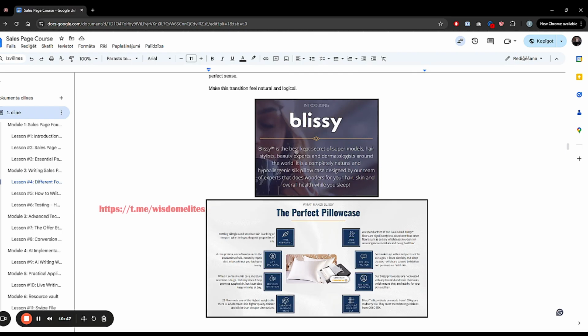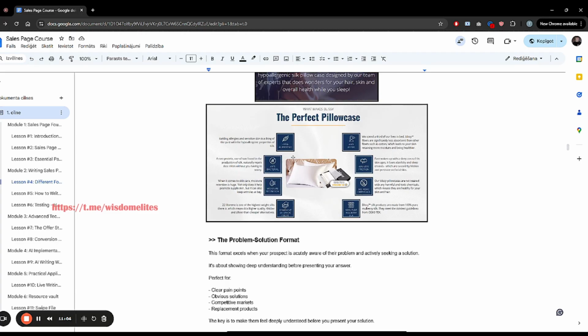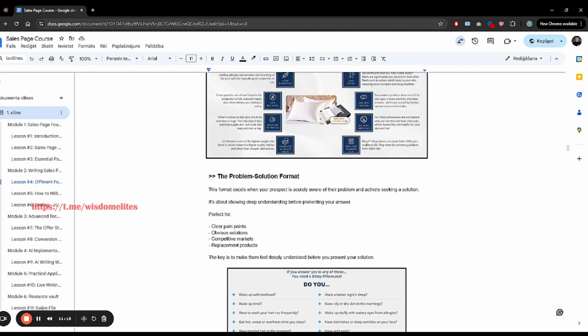So here you can see Blissy is the best kept secret for supermodels, hairstylists, beauty experts, and so on. It's a completely natural and hypoallergenic silk pillowcase designed by our team of experts that does wonders for your hair, skin, and overall health while you sleep. And here it basically explains it in more detail. Anti-aging, 43% less friction, no toxic chemicals, and so on.